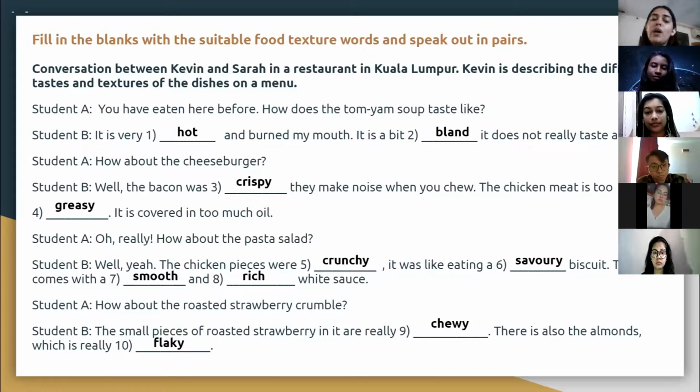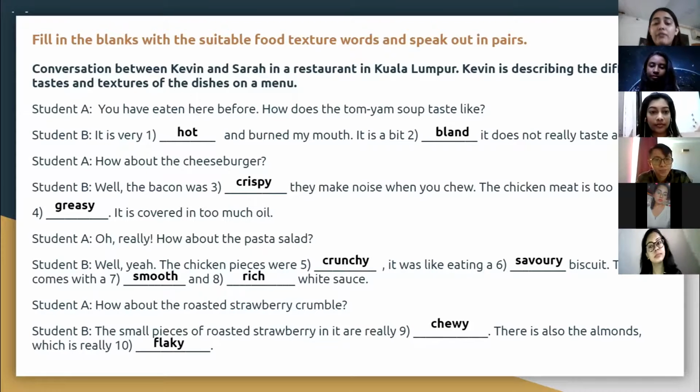Student B, "Well, yeah, the chicken pieces were crunchy. It was like eating a savory biscuit. The salad comes with a smooth and rich white sauce." Student A, "How about the roasted strawberry crumble?" Student B, "The small pieces of roasted strawberry in it are really chewy. There are also the almonds, which are really flaky." So you see, that is the answer. Very good.